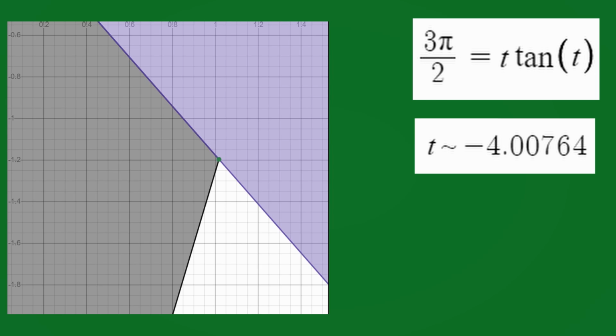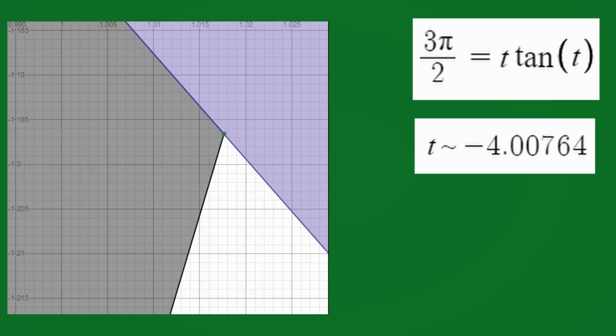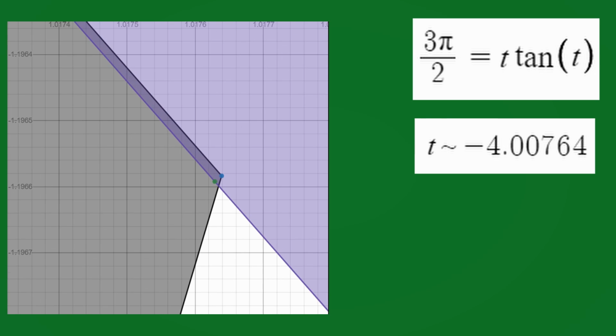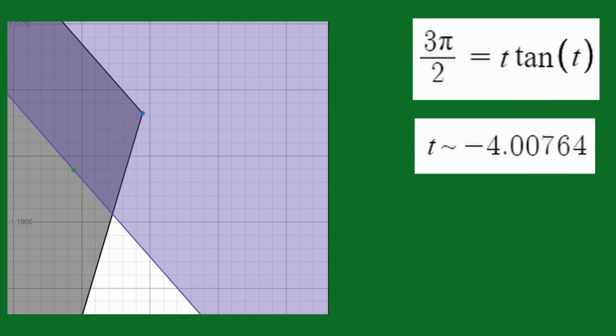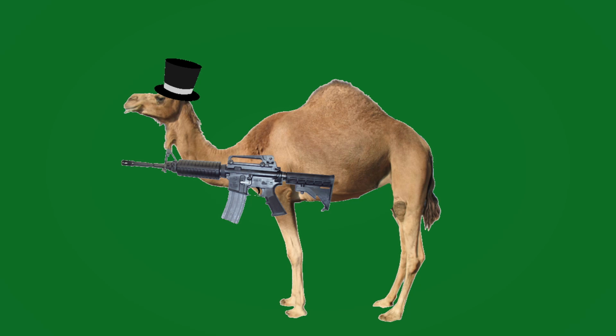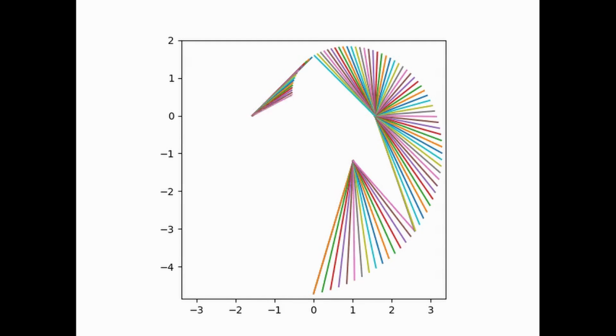Using the previous math from the first problem, we will also verify this answer. We need to zoom in super close to see any difference. This is the final design that forms using a t value of negative 4.00764 to get the vertices.